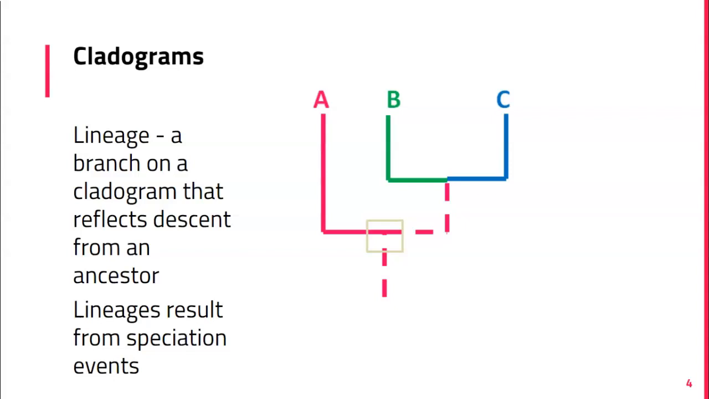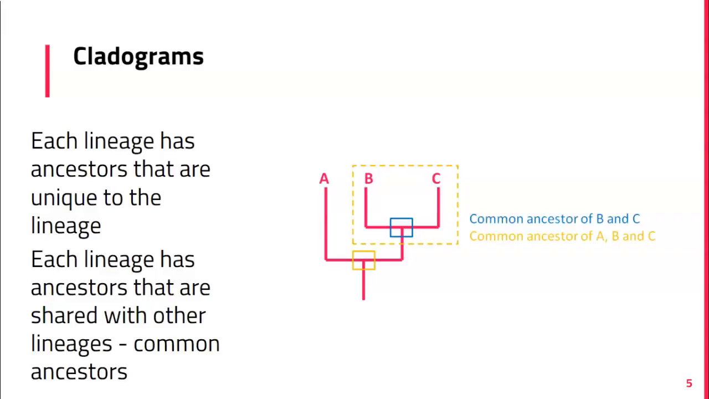So you've got lineage, more vocab, which is just a branch on a cladogram that reflects descent from an ancestor. This results from speciation events. So the branches that form show the lineage, right? You can follow lineage from a present, current organism all the way back to the oldest common ancestor. And then each lineage has ancestors that are unique to the lineage, and each lineage has ancestors that are shared with other lineages, right? Common ancestors.